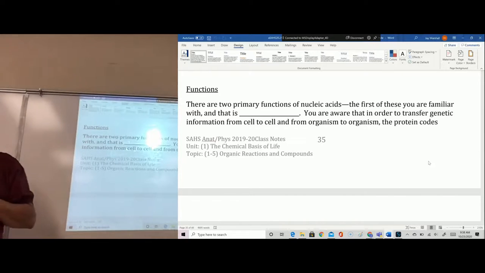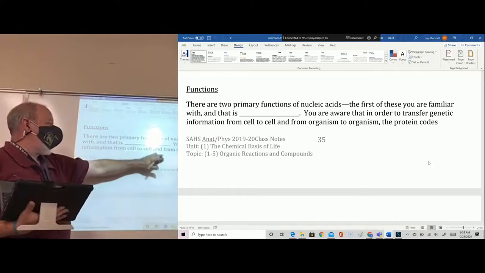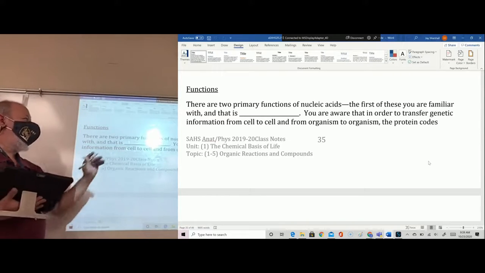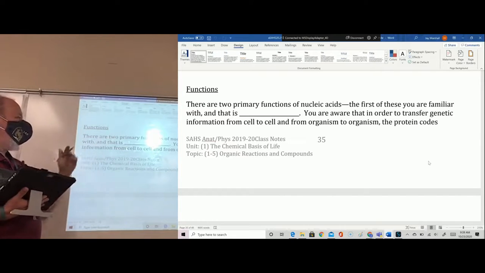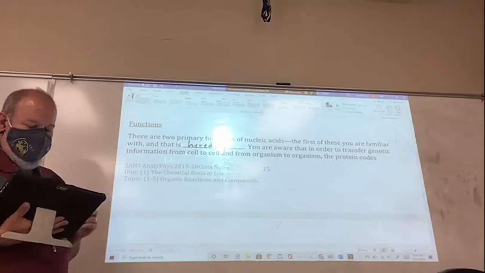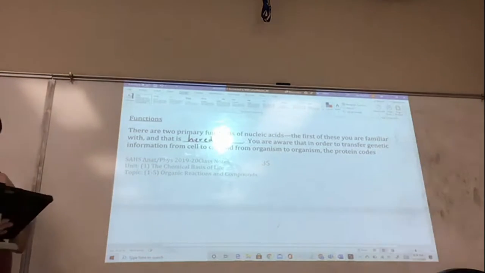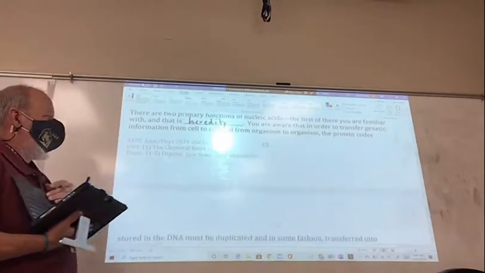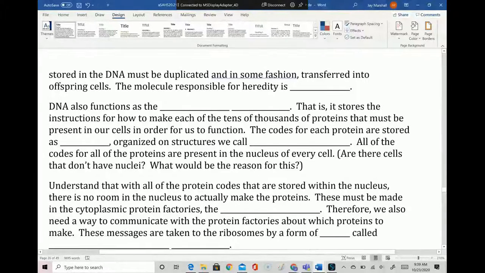Okay. So, as far as nucleic acids go, there are two primary functions, and we've already talked about these, so I'll just go through this really quick. The first of these you're familiar with, and that is heredity. In order to transfer genetic information from cell to cell and organism to organism, the protein codes stored in the DNA have to be duplicated and in some fashion transferred into offspring cells. The molecule responsible for heredity is DNA, deoxyribonucleic acid, right? DNA also functions as the protein code.